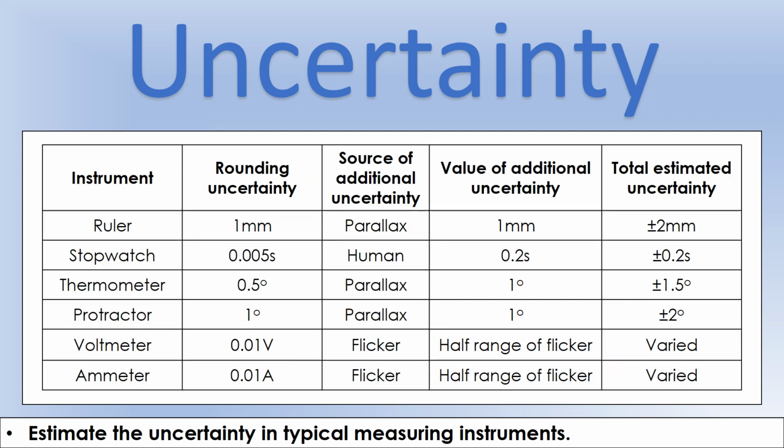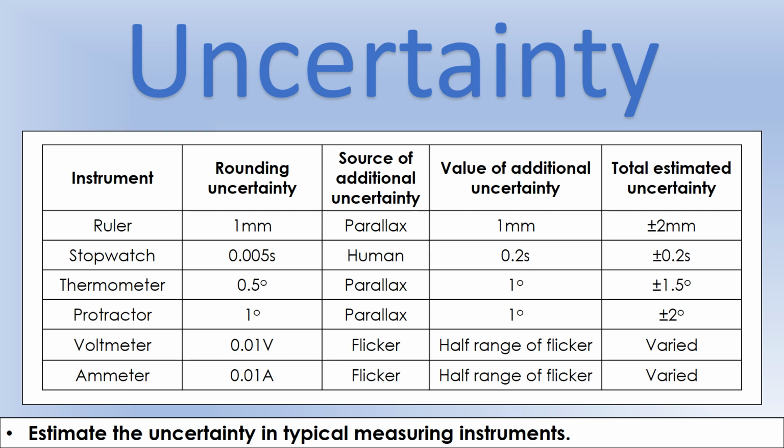Here's a table summarizing our typical measuring instruments and the uncertainties they have. With a ruler, our rounding uncertainty is twice the resolution because we take two readings. We also will have, as much as we try to avoid it, some parallax uncertainty, usually about another millimeter. So we usually say lengths have an uncertainty of 2 millimeters. In some scenarios we might increase that, but that's a very typical value we use.